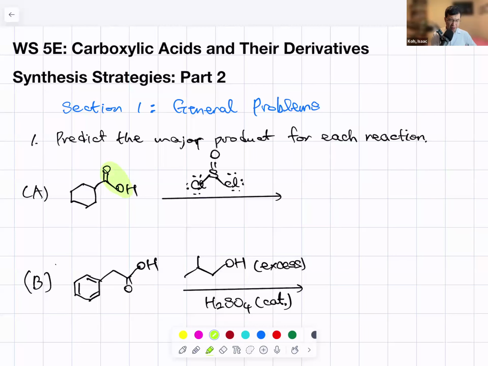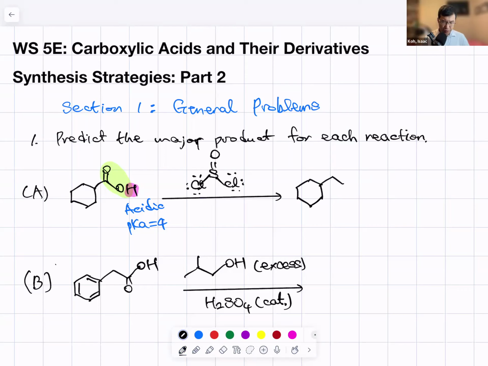So here, carboxylic acid. For carboxylic acids, please note that this one is acidic. That's the main difference between carboxylic acid and other carbonyl compounds or carboxylic acid derivatives. The pKa value is around 4 to 5. Among organic compounds, it is quite acidic. And here we have thionyl chloride, and this is a really good way to activate carboxylic acid into an acid chloride.